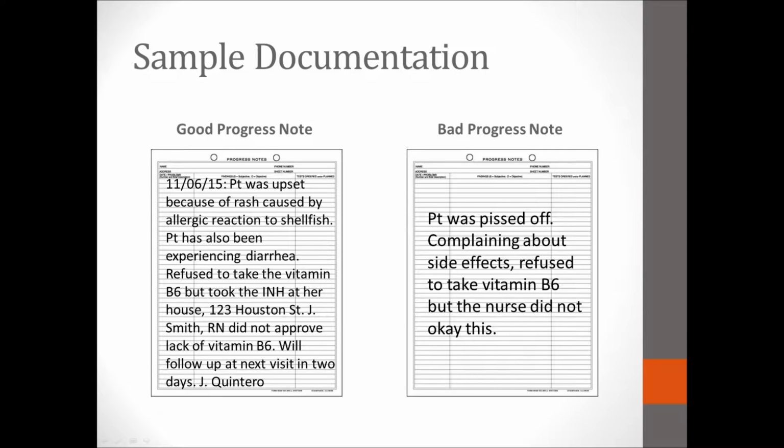Here's a sample of a good progress note and a bad one for reference. Can you see the difference in the two notes? One has the date and name of the person who wrote the note. The information is factual, detailed, and professionally written. The other uses unprofessional language and noted side effects but didn't include what those effects were.